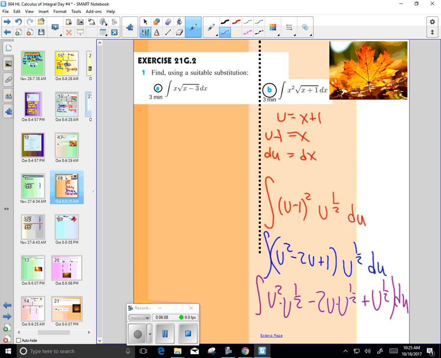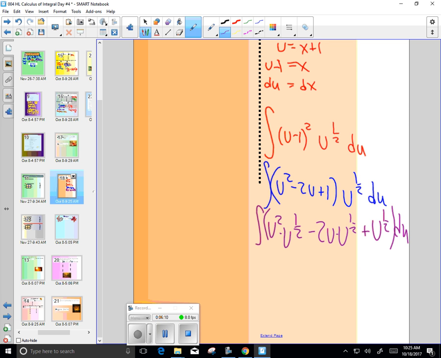And I'm doing an extra step than you probably need to. So this is u to the 2nd half. What's that, 3/2 or 5/2? u squared times u to the 1/2. 5/2 or 3/2? 4/2 plus 1/2, so 5/2. Then the next one's going to be minus 2u to the 2/2 plus 1/2, which is 3/2. Then u to the 1/2.